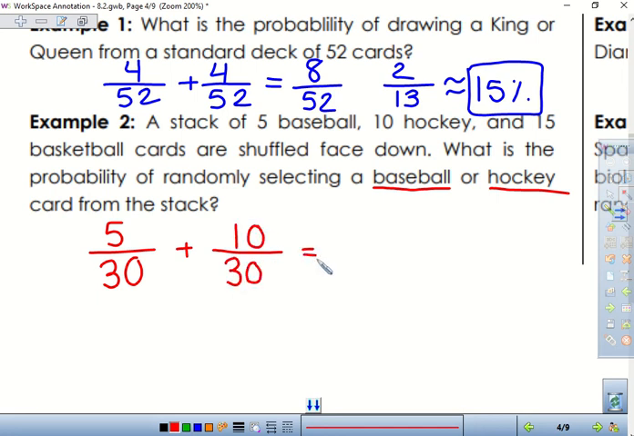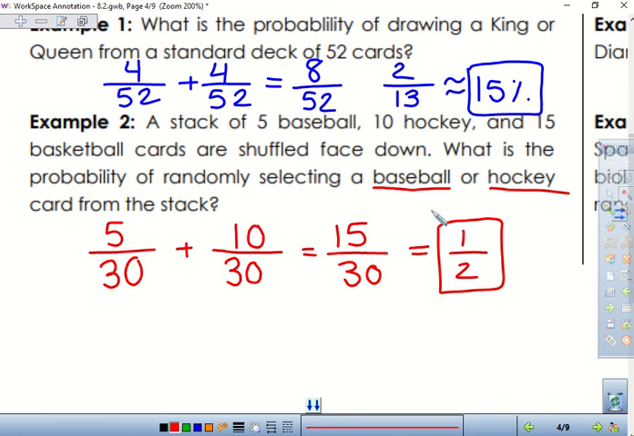So we can add these two together. And we get 15 out of 30, which is? Good, 1/2. And that's because baseball and hockey cards make up half of the cards in the deck. Or in the pile, however you want to say it. Which means you have a 50% chance of getting at least one of those two.